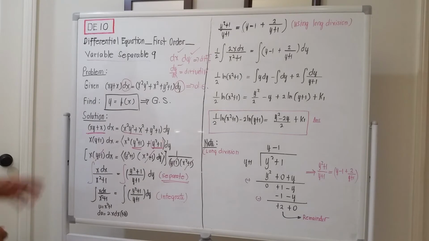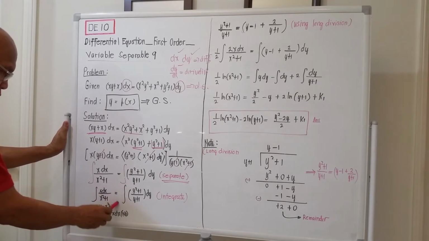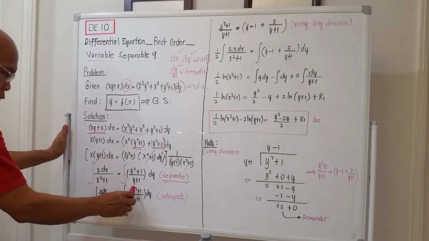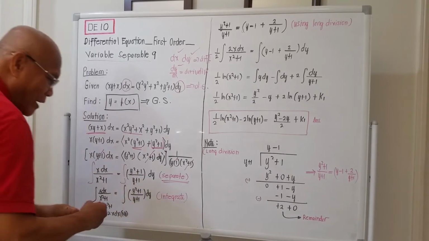Therefore, the integral of x dx over x squared plus 1 equal to the integral of y squared plus 1 over y plus 1 close quantity dy. We are now integrating.